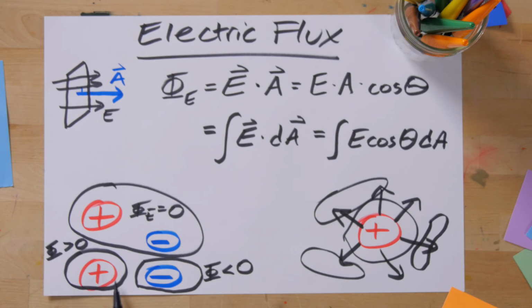So here, if I encircle the positive charge, I know I'll have a positive flux. If I encircle the negative charge, I have a negative flux. But if I encircle a positive and a negative, we can see that the flux actually would become 0.